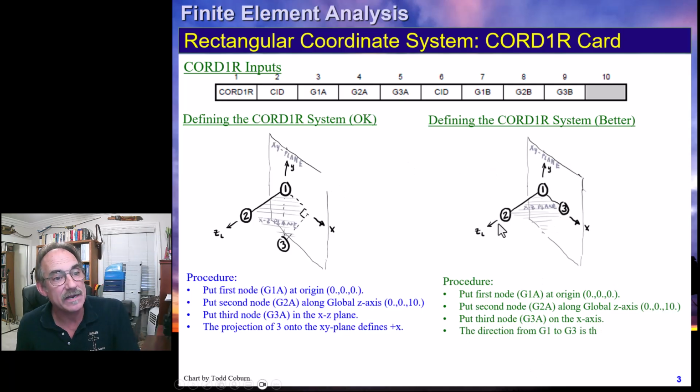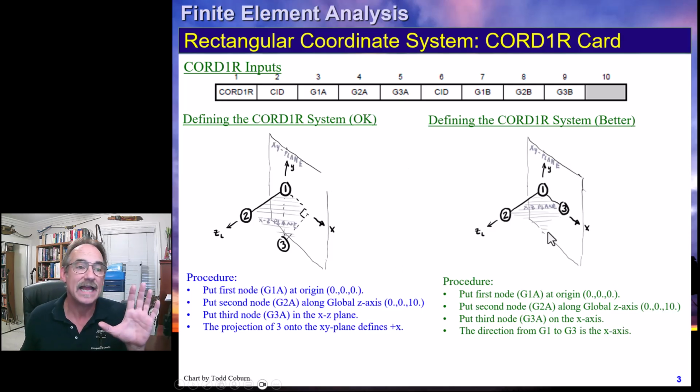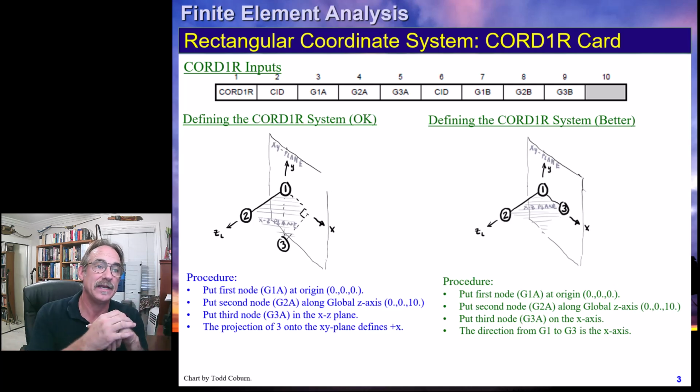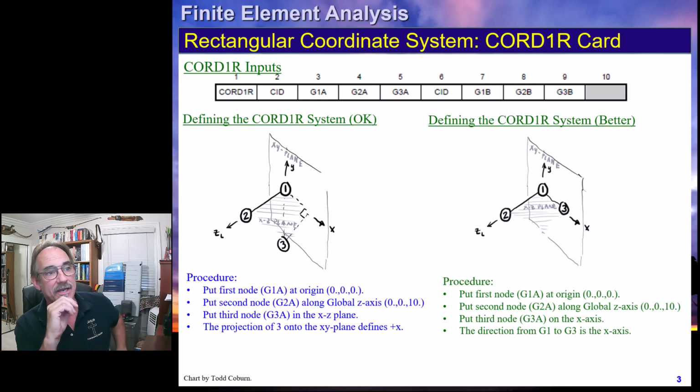So that is how we define a rectangular coordinate system. Remember, our X-axis is from grid point 1 along the X-axis, which is either projected or specifically defined based on the placement of your G3. The Y-axis is now perpendicular. It's in that plane perpendicular to the XZ plane, and your Z-axis is the 1, 2 vector defines that. Got it? So that's how you define a rectangular coordinate system.